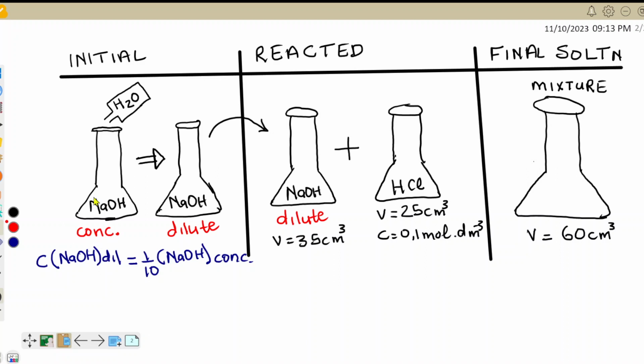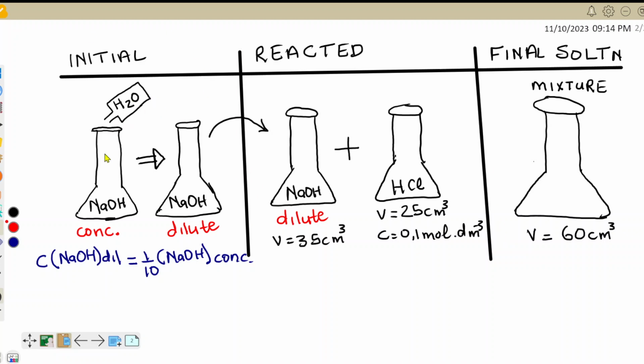I indicated that this is the concentrated sodium hydroxide solution. Then you add water to it. Now it becomes diluted. This is diluted now. So they said this diluted sodium hydroxide solution is equal to 1/10 of its original concentration. In other words, the concentration of the diluted is 1/10 that of the concentrated sodium hydroxide. And then if you look at this diagram, I try to divide this into three parts. So the first part, I call it the initial part.